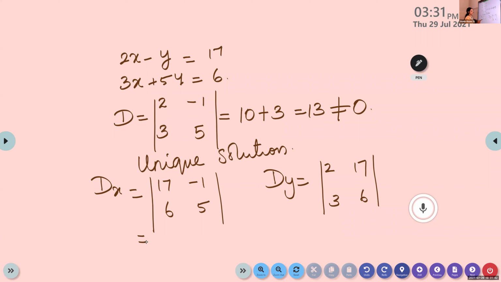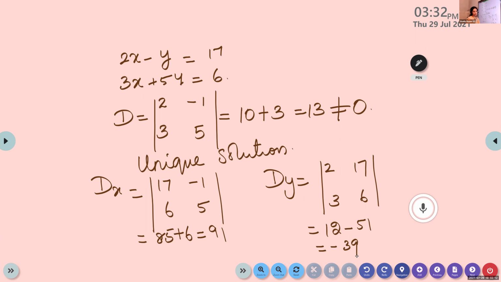Is it 85 plus 6? Is it 91, dx? And what about dy? 12 minus. Is it correct, children? Check your answers. Is it negative 39?